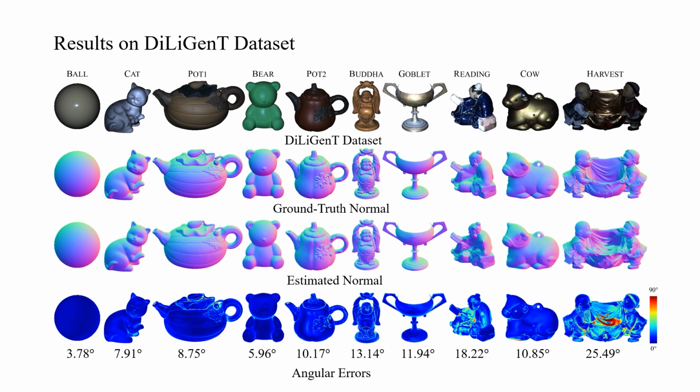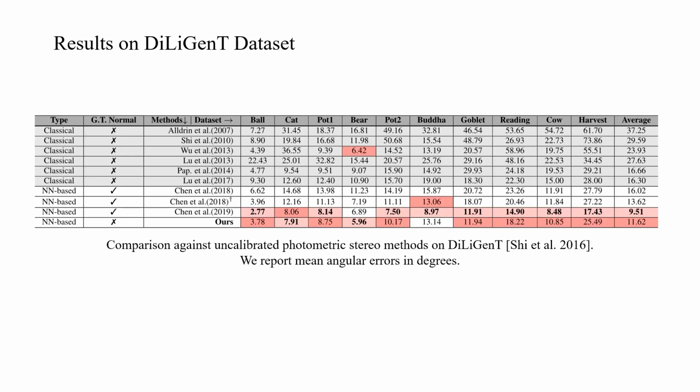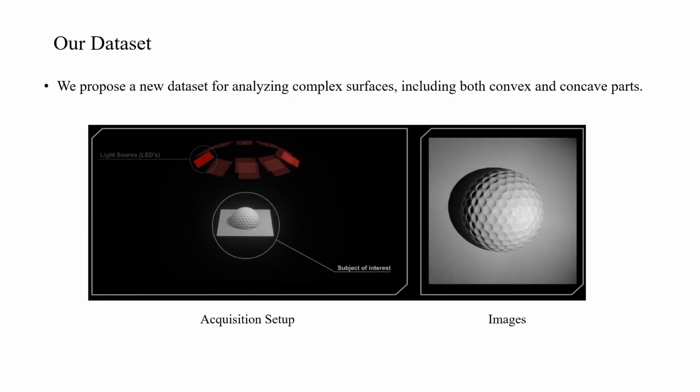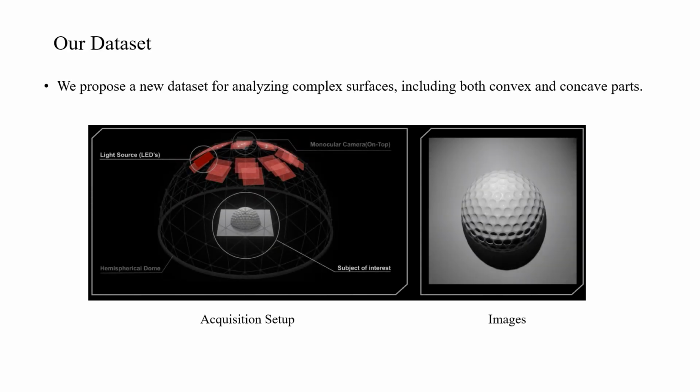Here, we show the estimated normals on the DiLiGenT benchmark. The visual results show that our method performs consistently well on objects with different geometries and surface properties. In this table, we compare our method with classical and learning-based uncalibrated photometric stereo methods. We perform better than all classical methods, and our scores are comparable with the supervised learning-based approaches. To study the interreflecting surfaces, we additionally propose a new dataset.